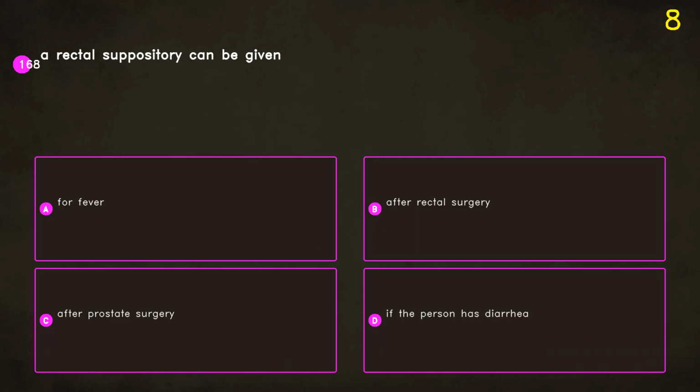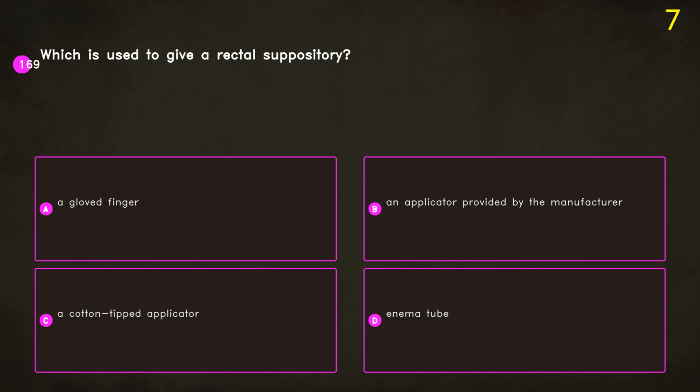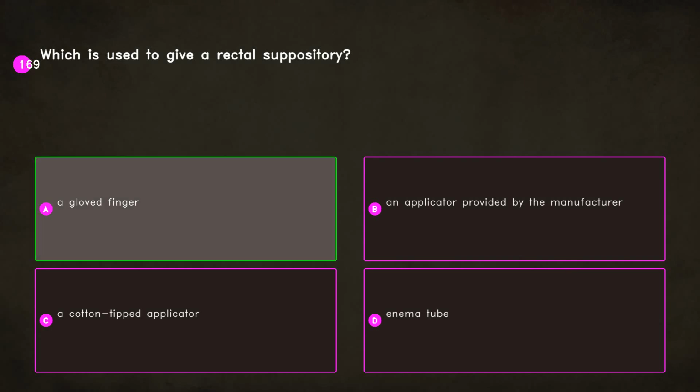Question 168. A rectal suppository can be given A. For fever B. After rectal surgery C. After prostate surgery D. If the person has diarrhea. The correct answer is for fever. Question 169. Which is used to give a rectal suppository? A. A gloved finger B. An applicator provided by the manufacturer C. A cotton-tipped applicator D. Enema tube. The correct answer is a gloved finger.